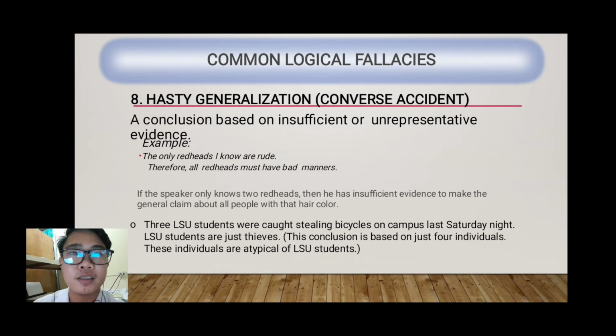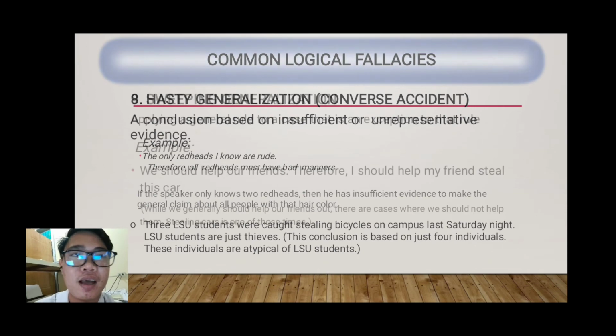Another example. 3 LSU students were caught stealing bicycles on campus last Saturday night. LSU students are just thieves. Do you think that is enough reason for you to call LSU students thieves? This conclusion is based on just 4 individuals, right? So these individuals are atypical of LSU students. There are just 4 out of 1,000 or 5,000. Then you are making a hasty generalization. Yeah. Alright, very common logical fallacy.